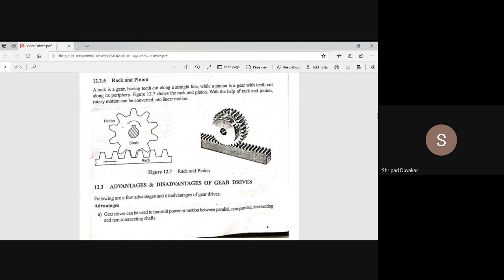What we are seeing in the diagram is the rack, and this is the pinion. When the power transmission takes place, one tooth of the rack comes in contact with the pinion.